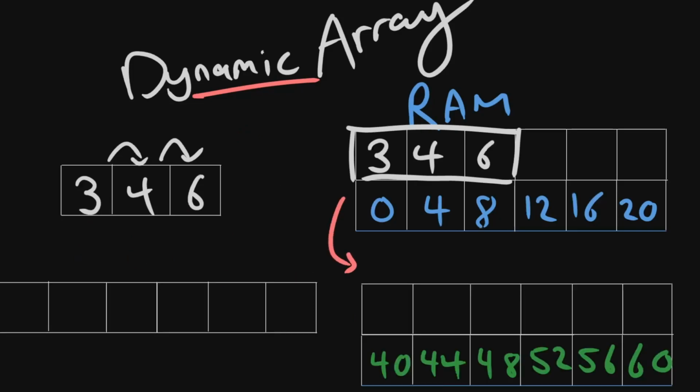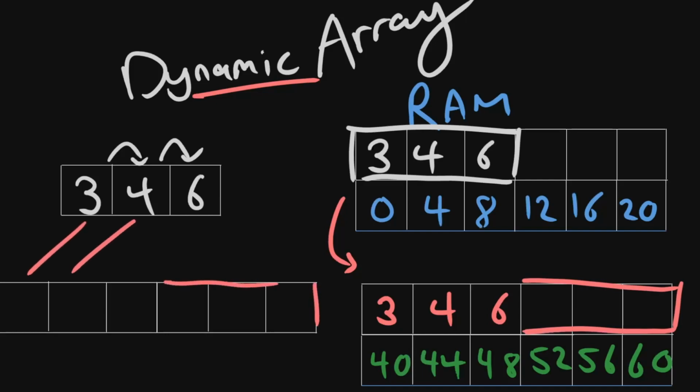So now we go to some other random place in the RAM. It could be absolutely anywhere. We don't get to allocate this; the computer will do it for us. And we create our new array. So we'll have a 3, 4, 6, and we'll have 3 empty slots because we're now declaring an array of size 6. So similarly, we bring our values down and we wanted to add a 9 here.